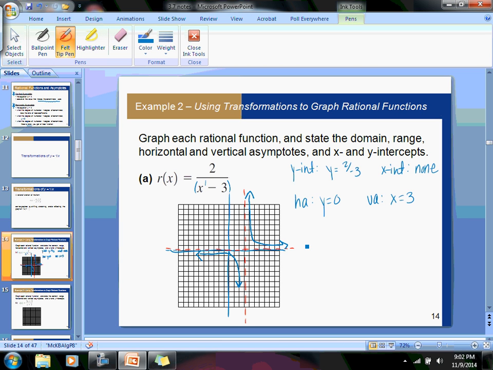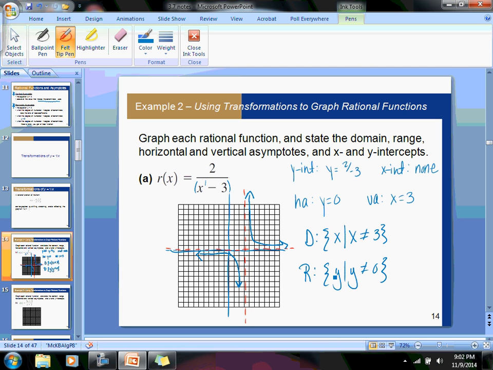Okay? Now the other two pieces of information we need are our domain and our range. And for my domain, that was the x values that I could not have. I couldn't have x equals 3. Okay, notice that that's the same as my vertical asymptote. That's supposed to happen. And for my range, the only y value that this graph doesn't have is at 0. So that's going to be all the y's such that y cannot be 0. And yeah, there's a connection between your horizontal asymptote and your range. Okay?